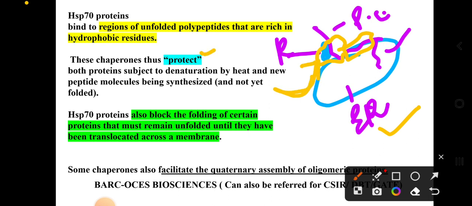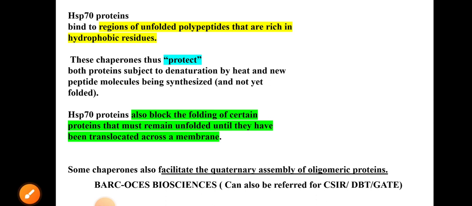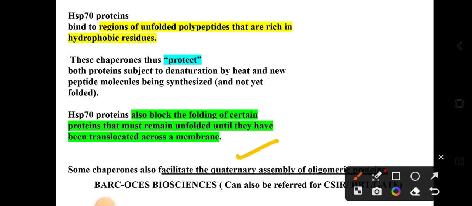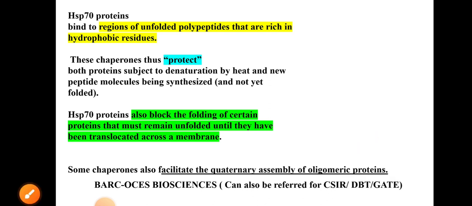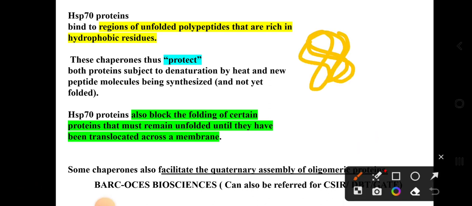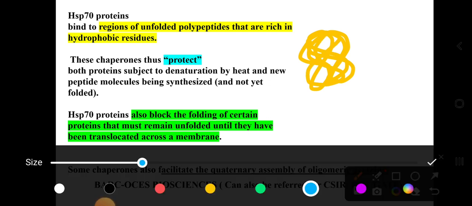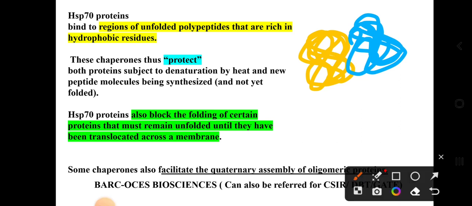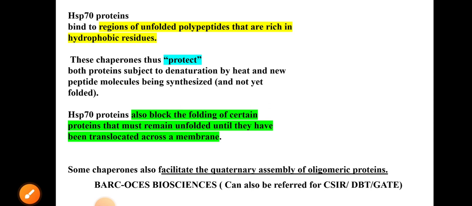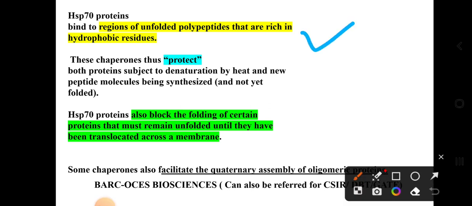So one of the functions is to protect from heat as well as from peptidases, and the second is to block till they get translocated into the other organelles. Some chaperones also facilitate quaternary assembly of oligomeric proteins. What are oligomers? More than one subunit. Say, for example, this is one subunit and this is a second subunit of a protein. This will be an oligomer because it is made up of more than one subunit. To facilitate their quaternary assembly, we require what? Chaperones. So these are different functions of chaperones, out of which I think the most important for you is this one: they bind to the hydrophobic residues.